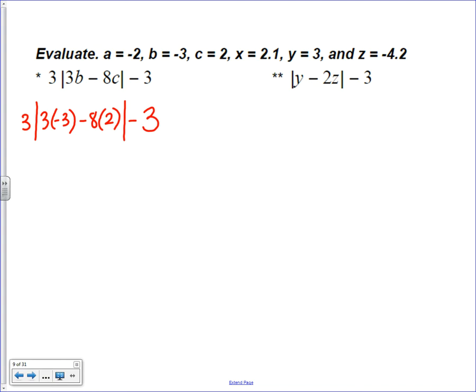Now, what question are you going to ask yourself? I'm not going to distribute because those aren't parentheses, right? Those are bars. Is there anything to do in the bars? Lots, right? So pick up your calculator and do that. And you get what? Negative 25. So what am I going to write for my next line?